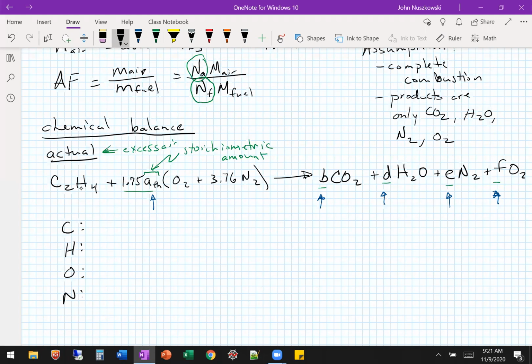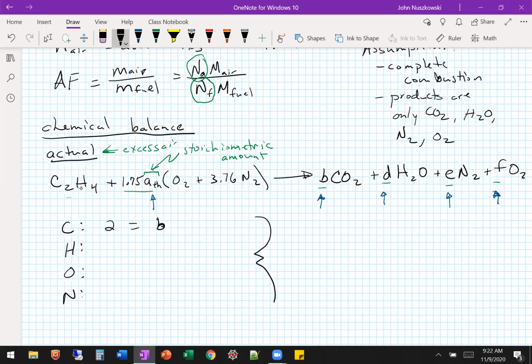We can set those up, but we have 5 unknowns, so we still need another equation. But we can set this up for now. For carbon, we have 2 on our reactant side. On the product side, we only have CO2, so there's 1 times B, so that means we already have what B is.